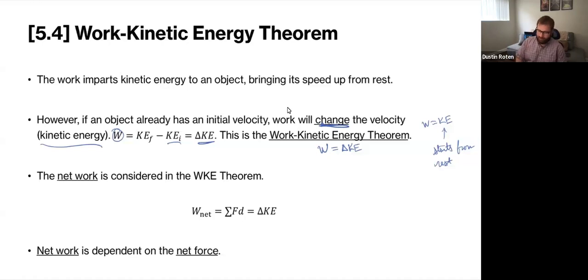Now, when we talk about the work kinetic energy theorem, we're also talking about the net work. All the different forces are doing work. You could have some kind of object with 20 different forces acting on it. So the whole idea is that you have to think about the net work being done by all these forces. The net work done implies that we're thinking about the net force that's going to act over a distance, which is going to give us the change in kinetic energy. So net work is dependent on the net force.